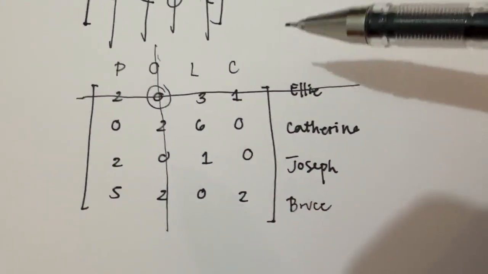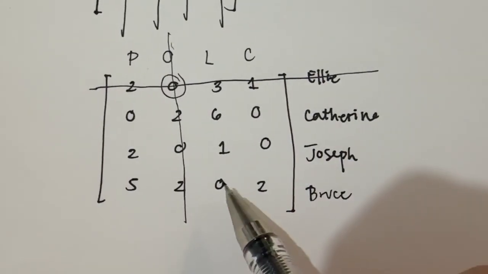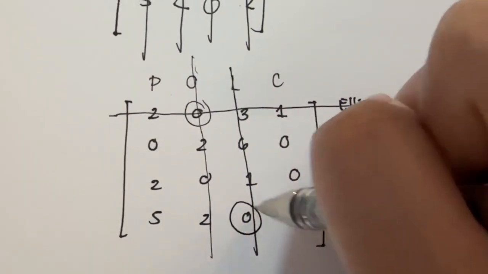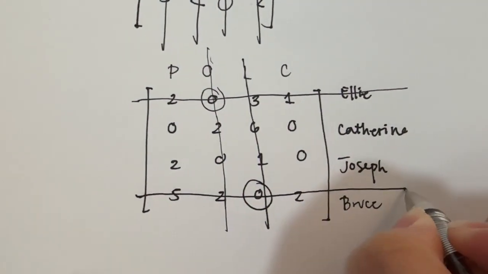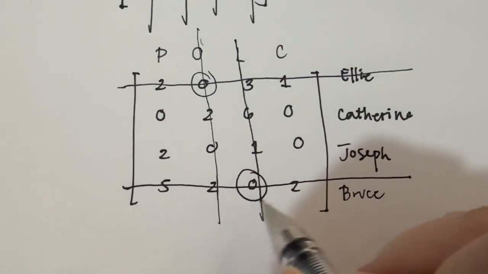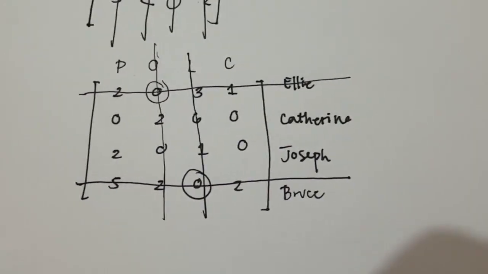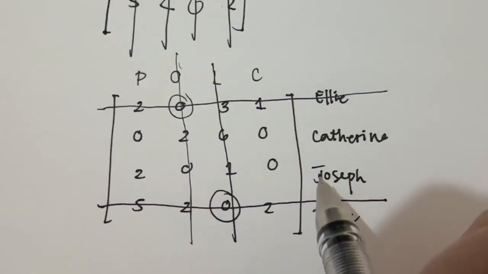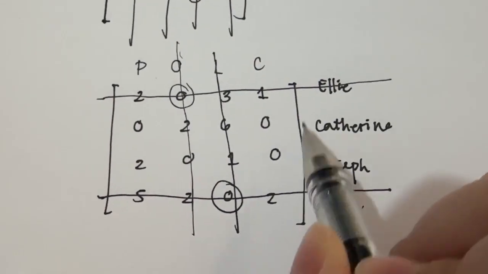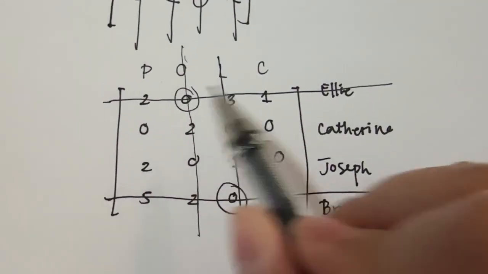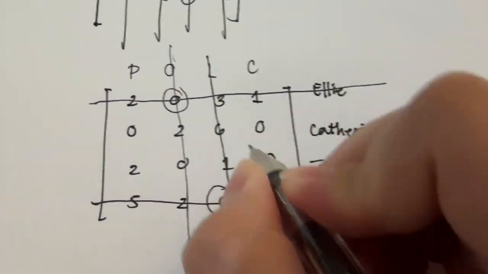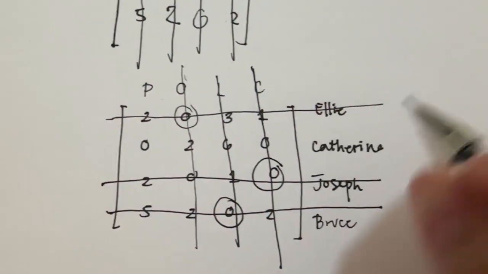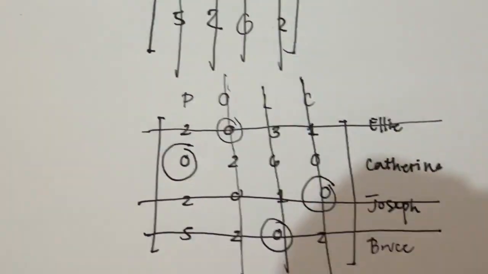Okay, now let's look at Bruce, because Bruce has only 1 zero, and it's for the leading function over here. So let's cross this out, because now Bruce will be the one to do this, because this is the only thing Bruce can do for the optimal output. And then for Catherine, she can work on this and this, but Joseph can only work on this because he can't do organization anymore because Ellie's going to be doing it. It's crossed out. That's why we give Joseph the control function over here. So let's cross this out. And finally, we see that Catherine gets the planning function.